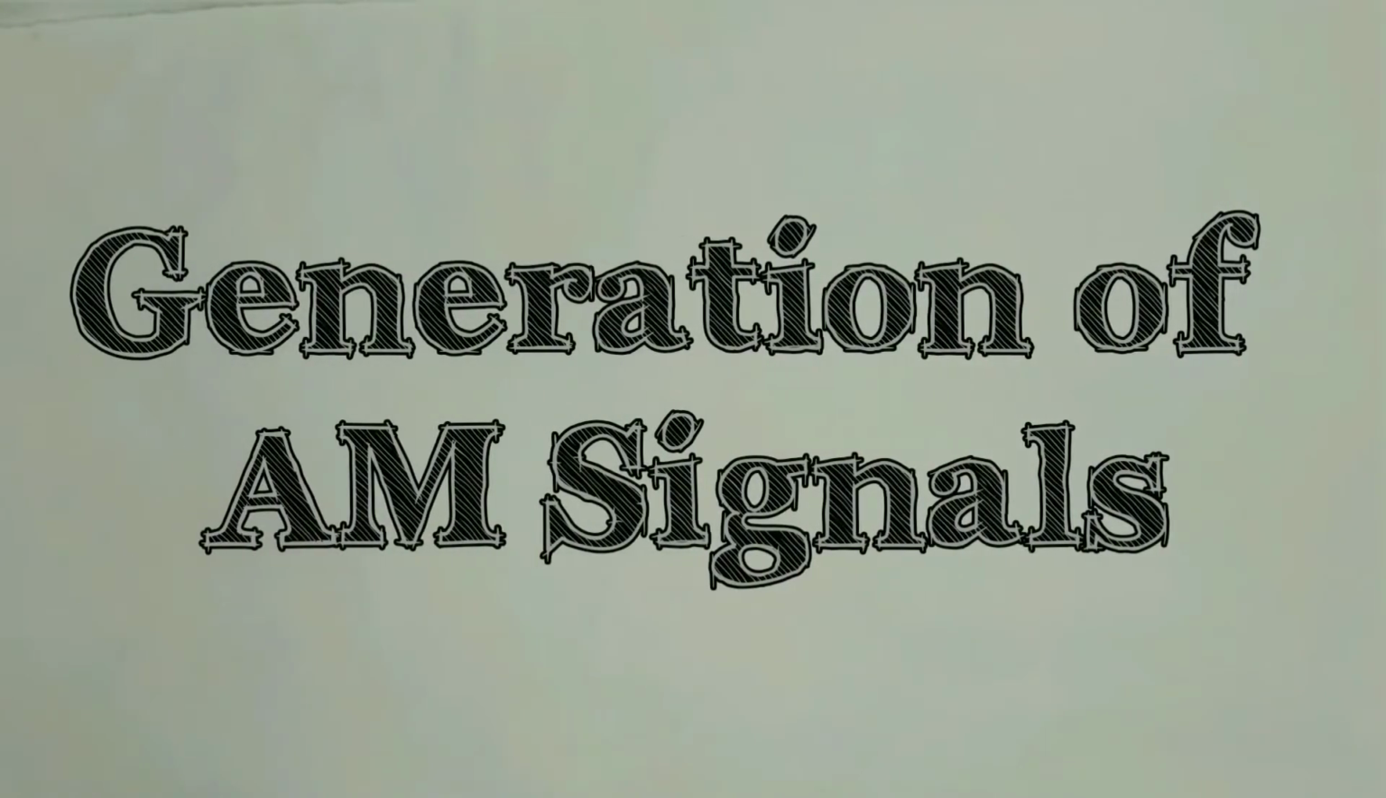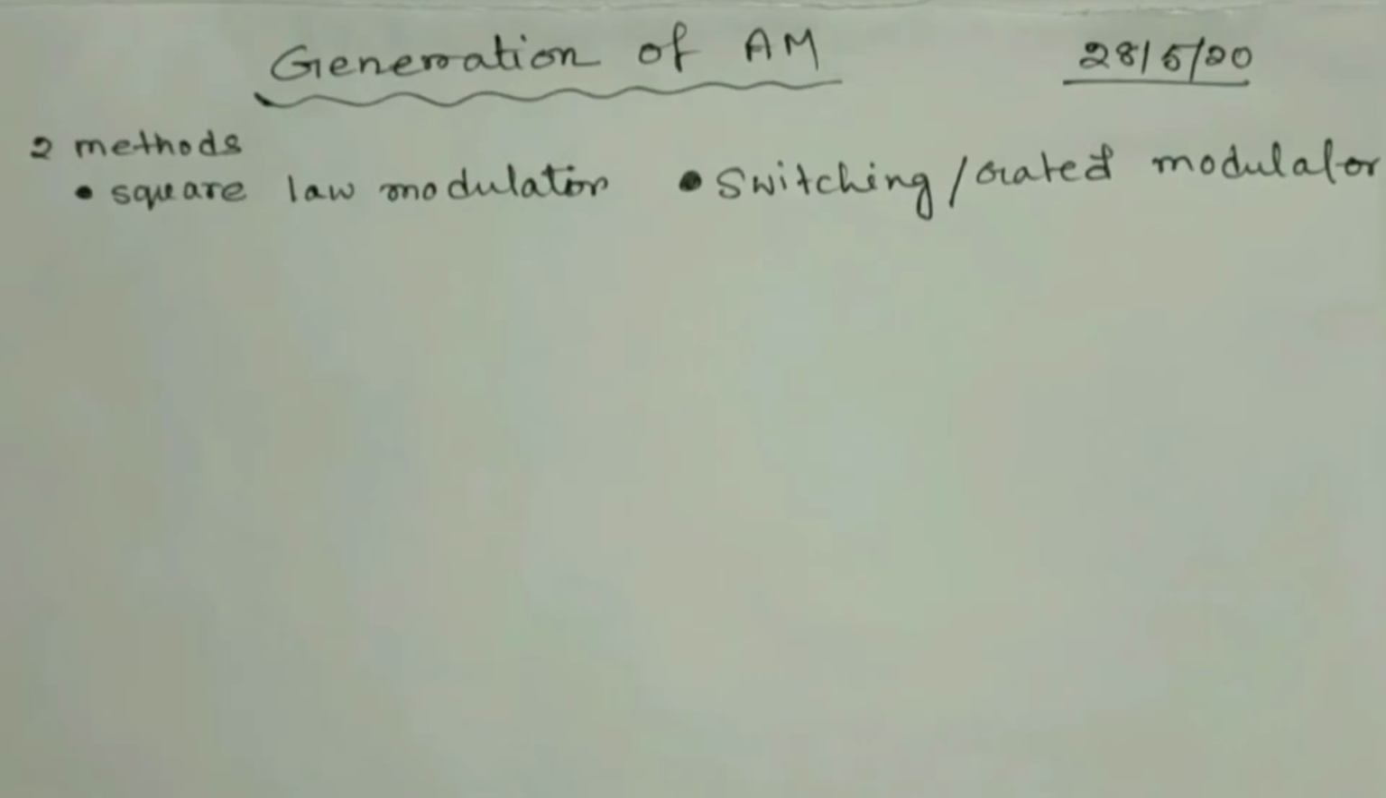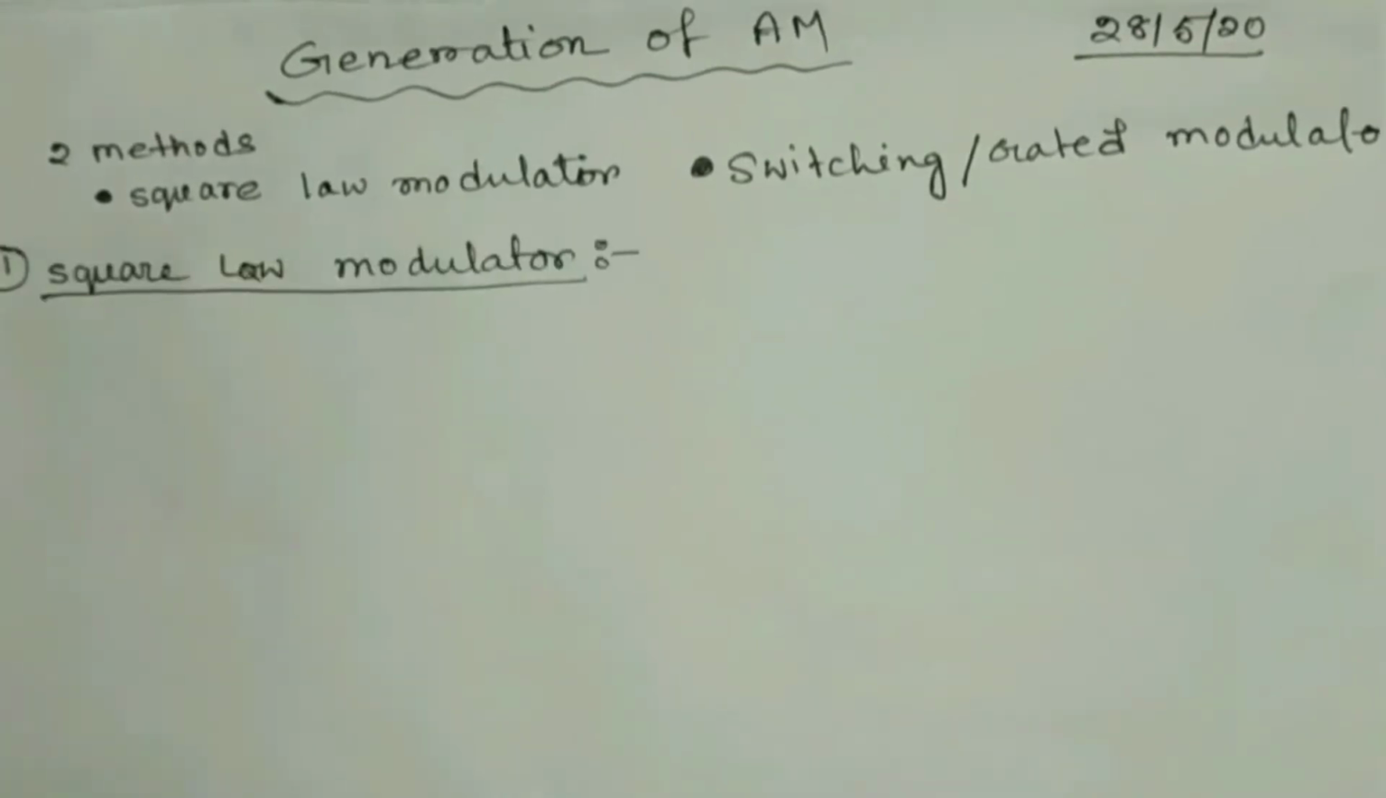Now let us discuss how they are generated, that is, what are the modulation processes of generating amplitude modulation. There are two such ways of generating an amplitude modulated signal. One is square law modulator and the other one is switching or gated modulator. Let us start with square law modulator.